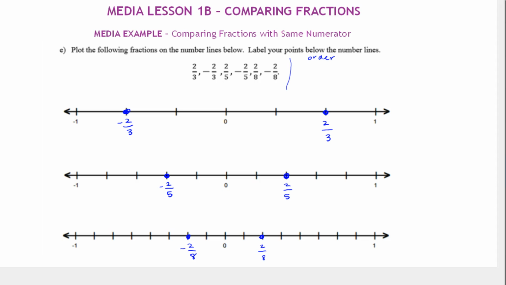Okay. So from left to right, we're going to look at these moving from left to right, and whichever one we hit first from left to right, that's going to be the smallest. So the least number is -2/3. So let's kind of check these off as we go. Then moving along, the next number would be -2/5. The next largest number would be -2/8.